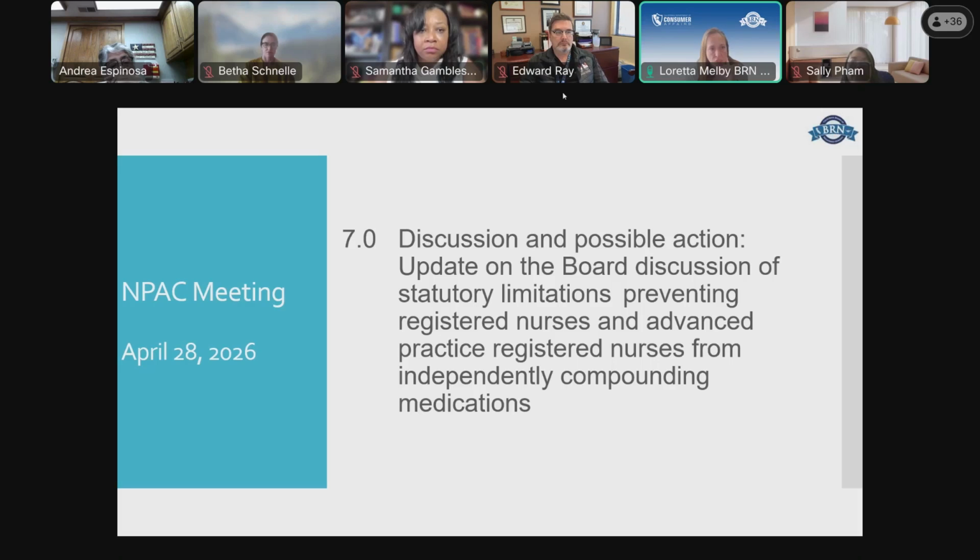Yeah, and I believe that that's the conversation at the legislative level, because it would have to be something that would change legislatively. It's not a regulatory change that we would do, because in our statute, which determines regulation, it says RNs cannot compound. So we as a board cannot change that. That has to be done legislatively.